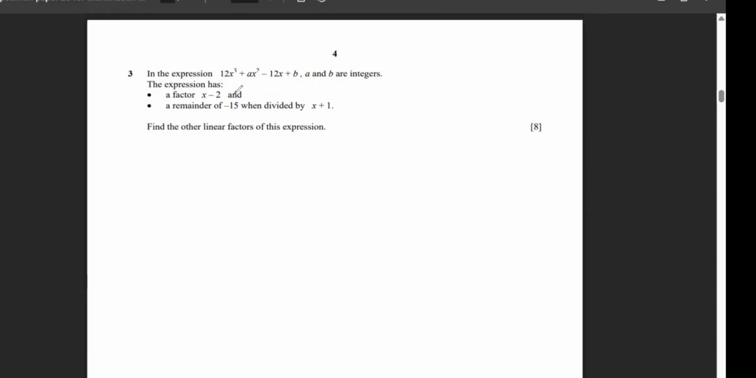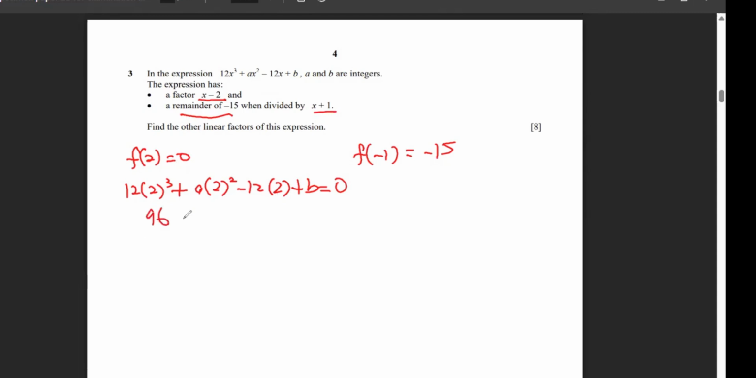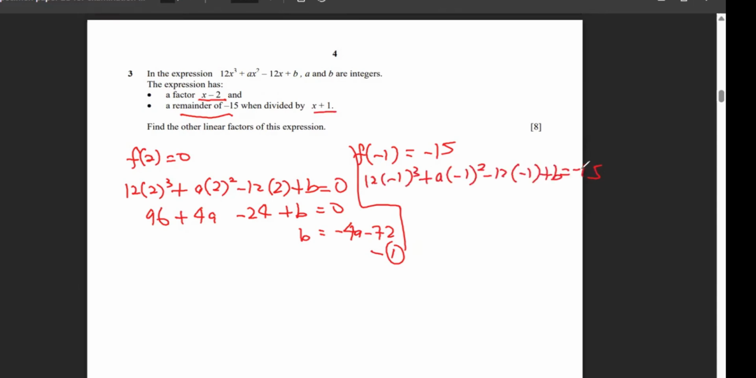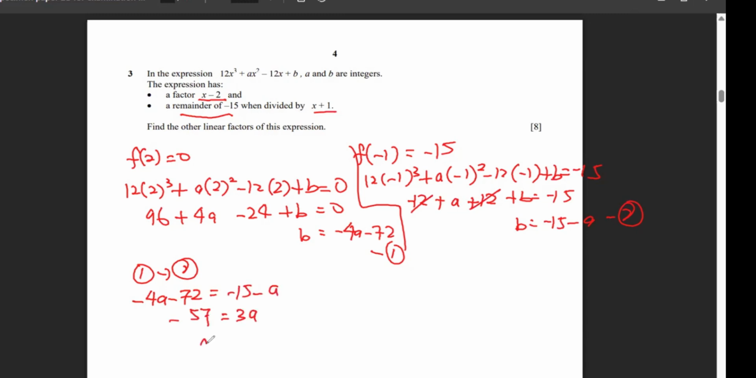Question 3. In the expression of these, the expression has a factor of these, so we can apply the factor theorem. And then the remainder of these when divided by these, so we use the remainder theorem. Then we substitute into here. This is the first equation. Then we substitute in the second equation equals negative 15. So we substitute 1 into 2. A is negative 19.